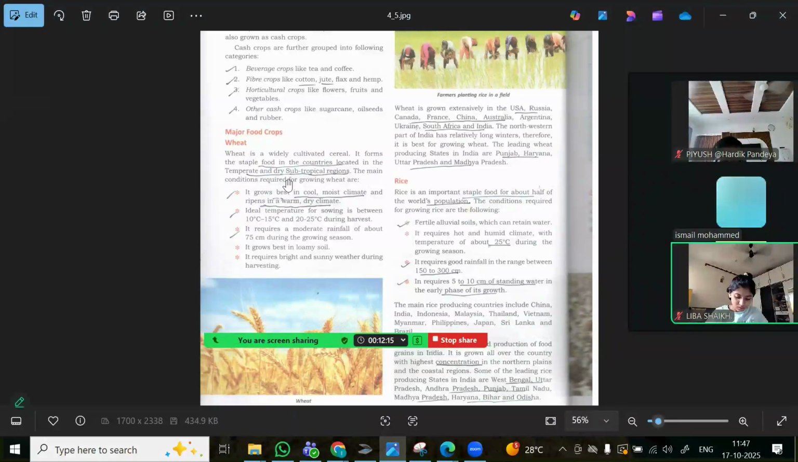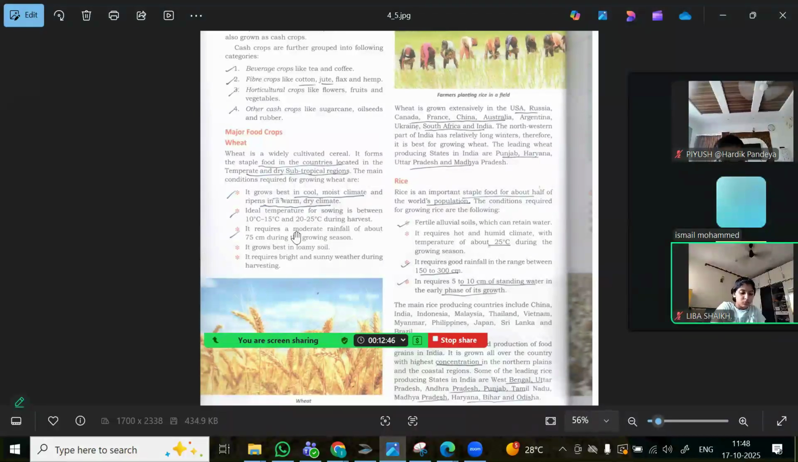In the world map we have different regions: tropical, temperate, equatorial, and the pole regions, the Arctic and Antarctic. In the temperate and subtropical regions, this is the staple food in the countries which come under them. For example, India comes under it.